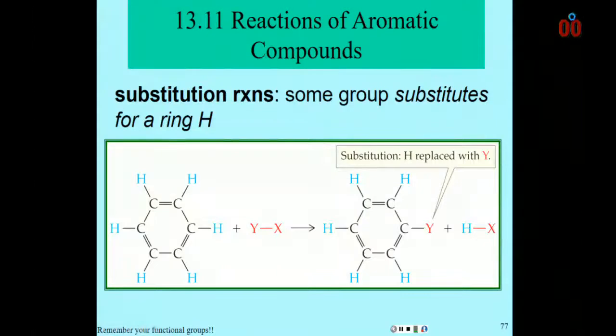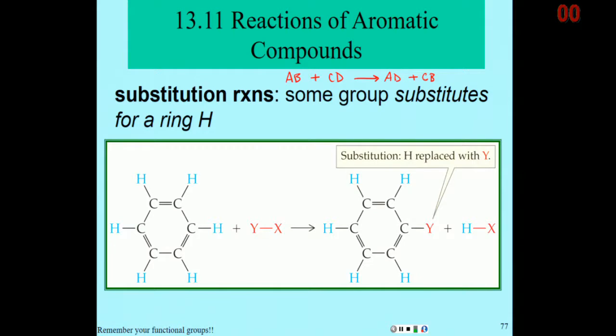Now, time to discuss some of the reactions of aromatic compounds. These compounds undergo what are described as substitution reactions. In a general sense, those are shown to be two reactants that each have two parts. A and B are reacting with C and D, and the result is that A recombines with a portion of the second molecule, and C recombines with a portion of the first molecule.